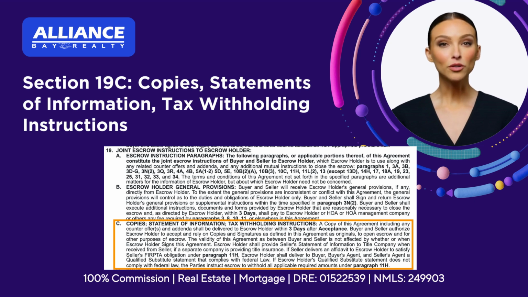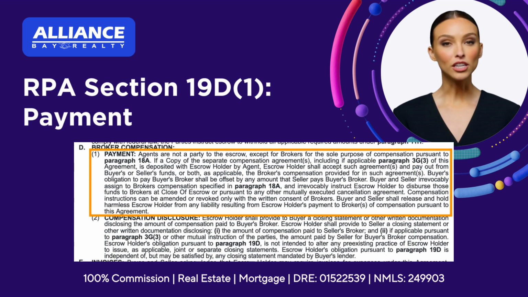Escrow will also handle withholding instructions, FIRPTA, California withholding, or other tax requirements. If seller gives escrow an affidavit that no withholding is required, escrow follows that. Otherwise, escrow withholds and reports as required by law. Escrow is the hub. They get the signed contract, statements of information, and tax forms so title and withholding can be handled correctly.